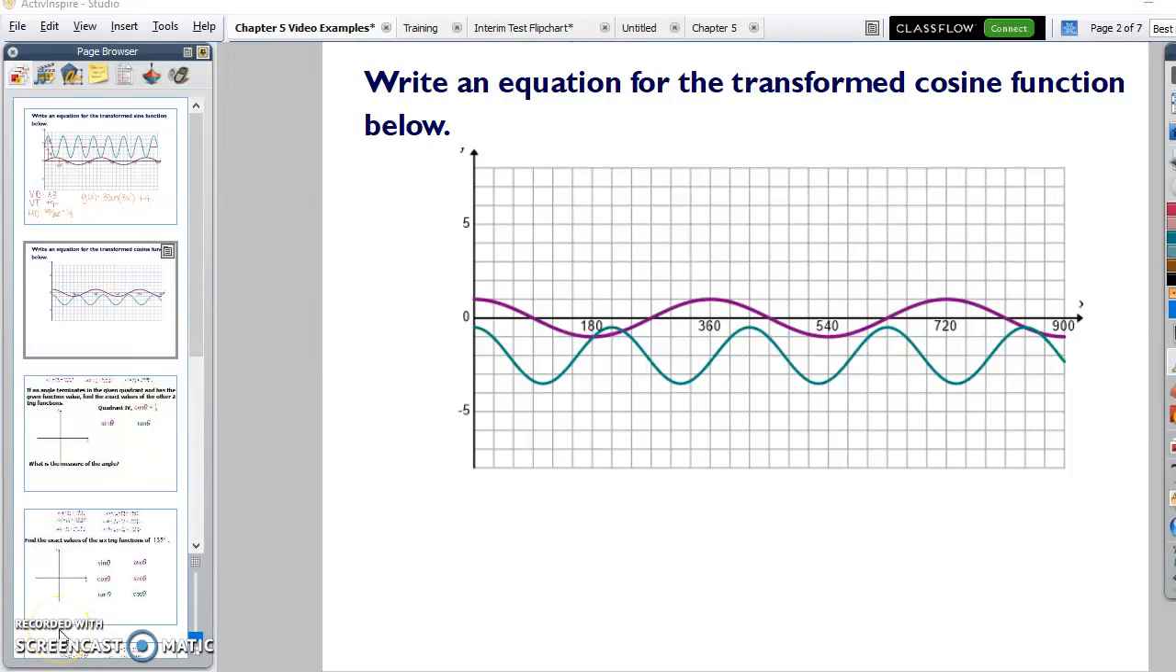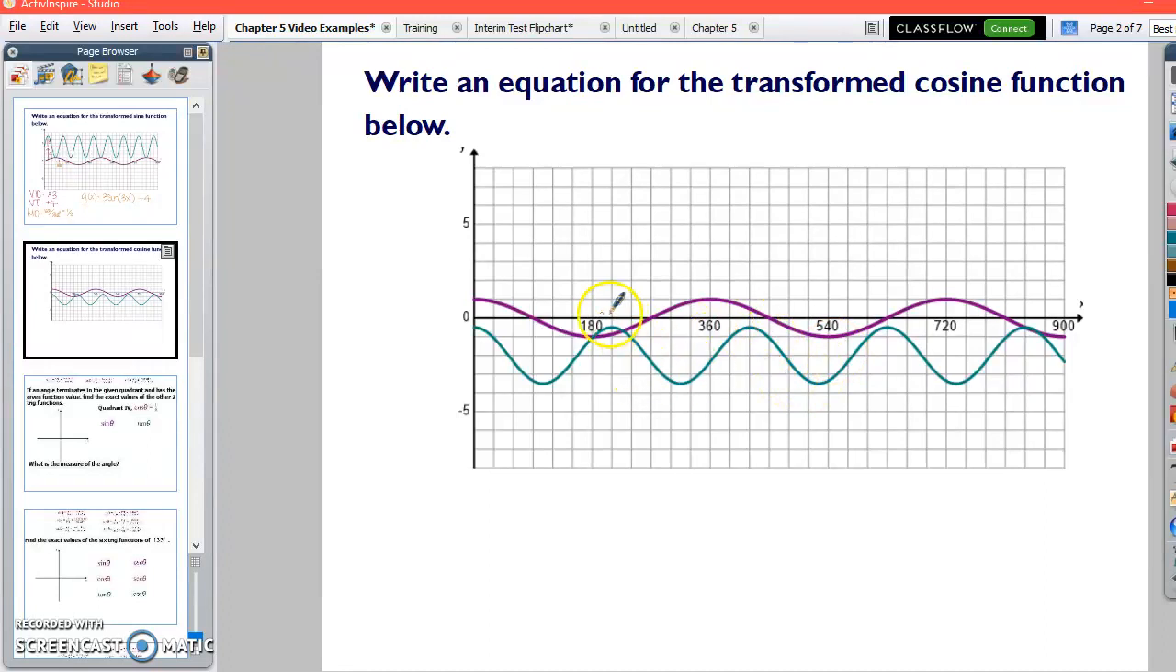For this problem, we have a cosine function that was transformed to get this teal function here. The first thing that I'm going to do is draw in the new sinusoidal axis, the new center axis. I'm going to look at a highest point, which is when y is 0.5, and a lowest point, which is when y is negative 3.5.